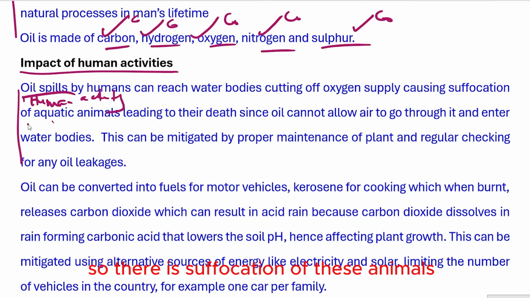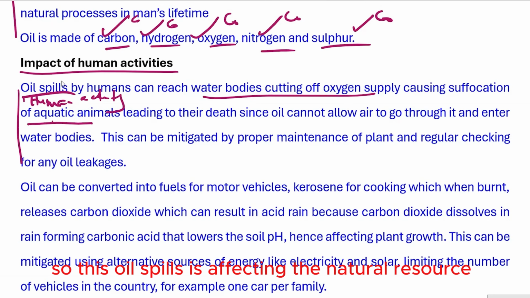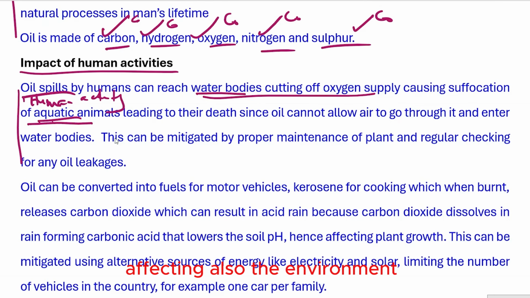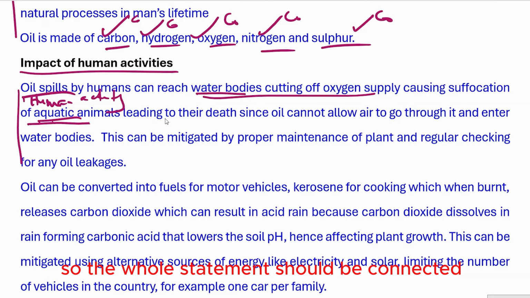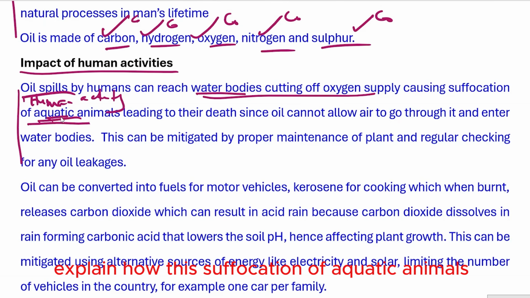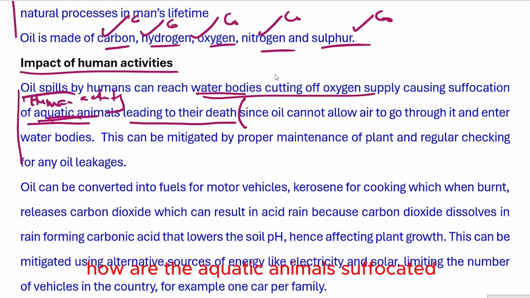So there is suffocation of these animals which are in the environment. There is affecting the water body. So this oil spills is affecting the natural resource, affecting also the environment by affecting what's found in the environment. So the whole statement should be connected well. Then explain how this suffocation of aquatic animals is coming about, which leads to their death. So the explanation should bring out the science of how the aquatic animals are suffocated.